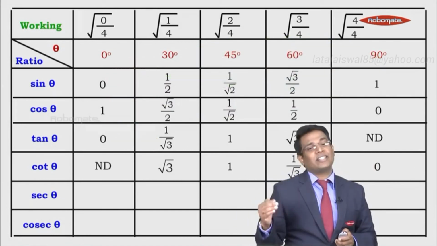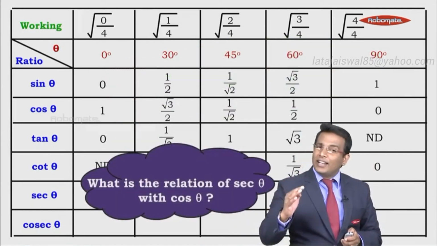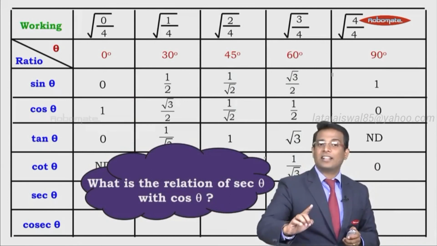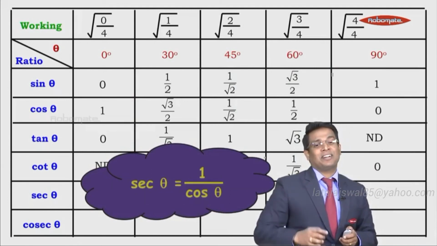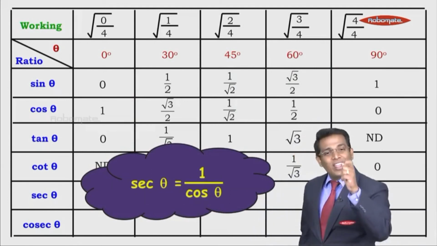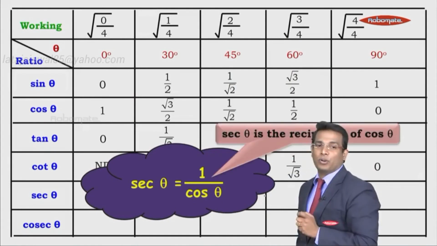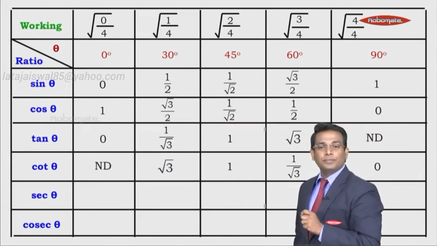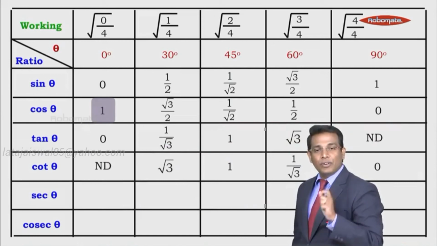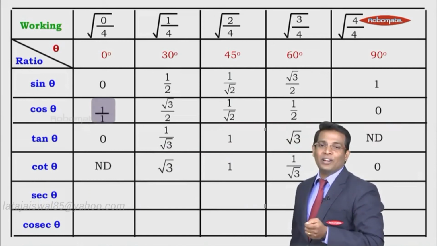Now we are going to do it for sec. Is there a relation between sec and cos? Yes, there is a relation. Sec is nothing but the reciprocal of cos. So we have the value of cos, we have to just take the reciprocal. Now 1 is nothing but what? 1 means it is 1 upon 1. So if you take the reciprocal of that, it's going to be 1, right?